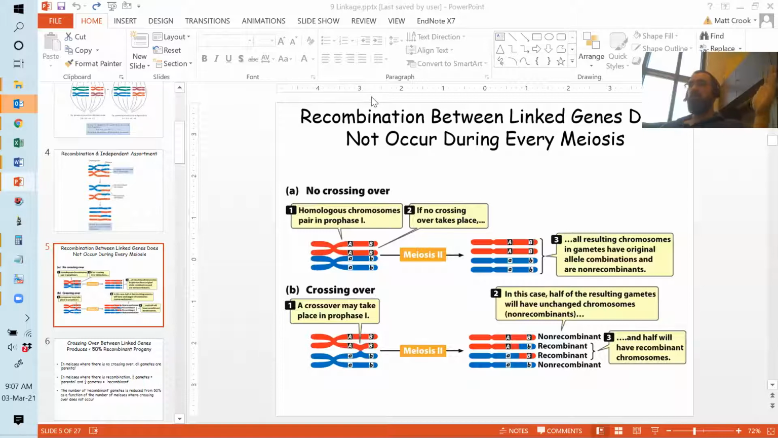You get those two genes far enough apart that recombination will always occur. When that is the case, those genes are not linked, right? So if you have a case where every round of meiosis without fail, you always get an equal number of recombinant and non-recombinant chromosomes, those genes are not linked.